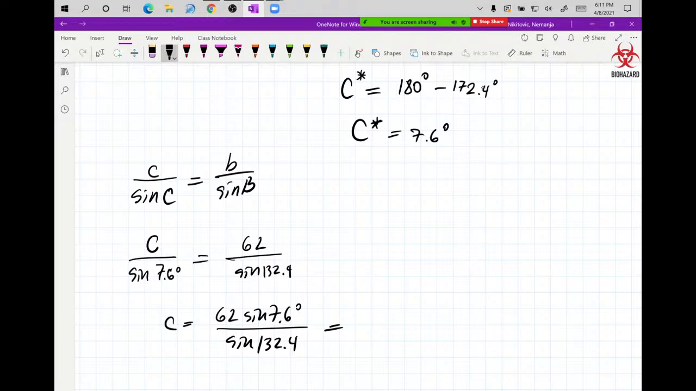So 62 sine 7.6 degrees, everything divided by sine 132.4.